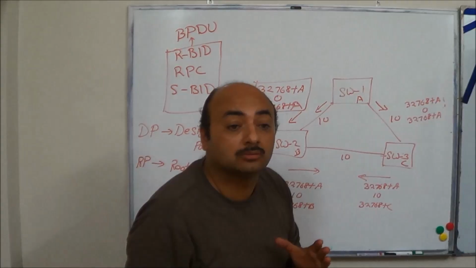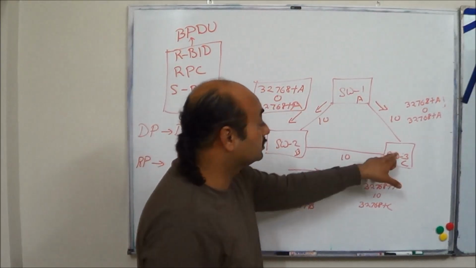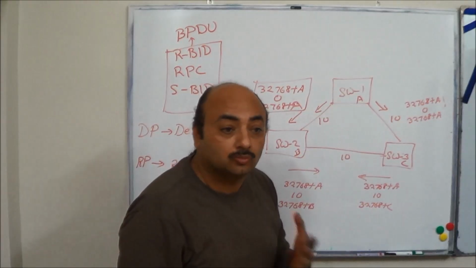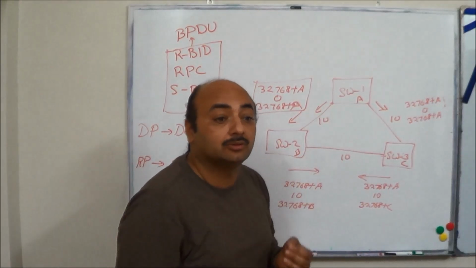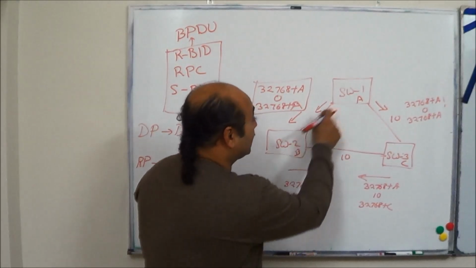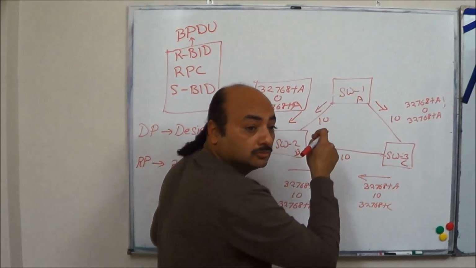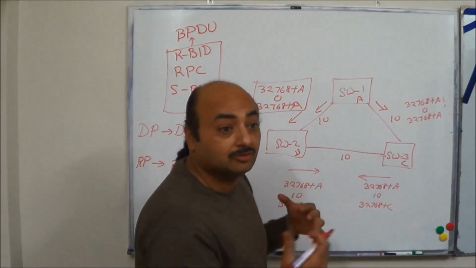The root port. Root port on this and this, right? Root port is what? A path towards the root bridge. Now this has one path towards the root bridge, and this has a path this way also to reach the root bridge. But which one is the shortest?